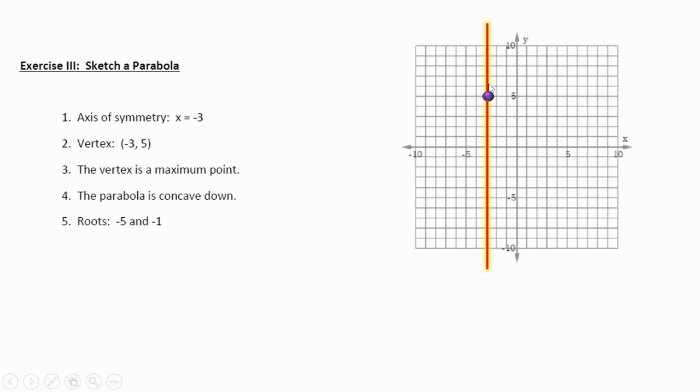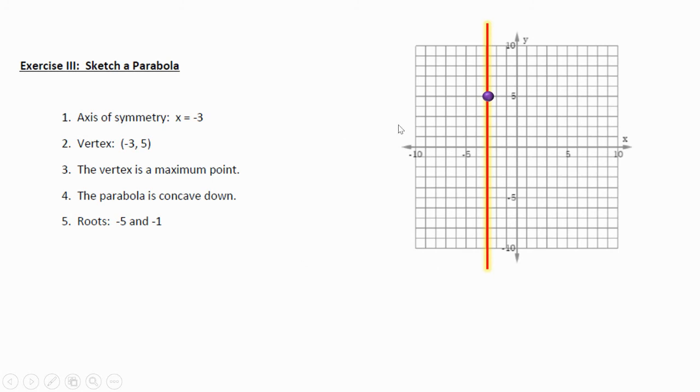And that vertex, it's going to be on that axis of symmetry because I know that line goes through the vertex. Now, the vertex is going to have a maximum point. So that tells me which way it's going to curve. Maximum point means it's going to be concaving down. So it's going to be a shape like this, like an upside down U. Of course, it's concaving down.